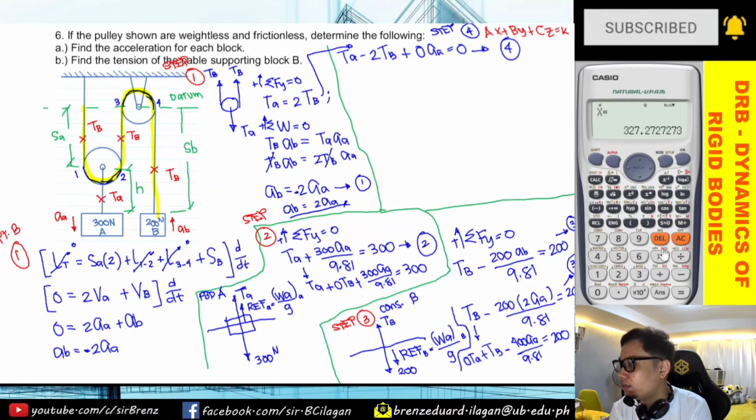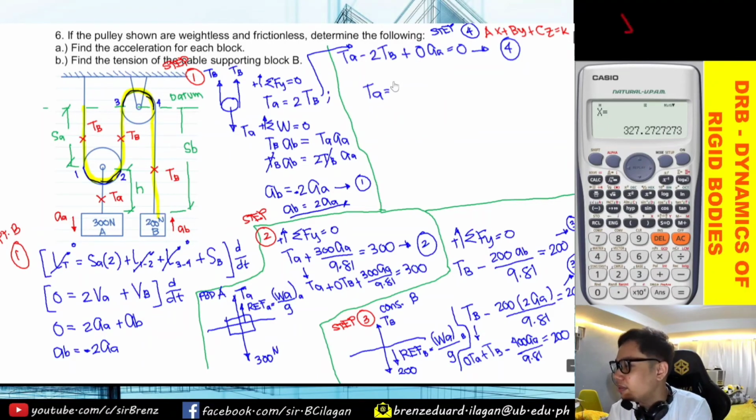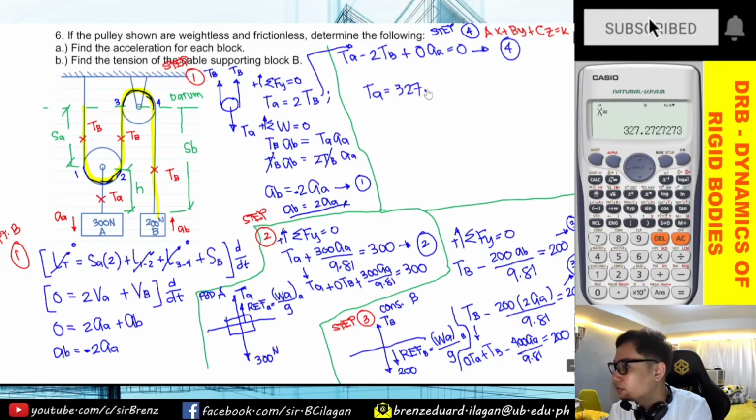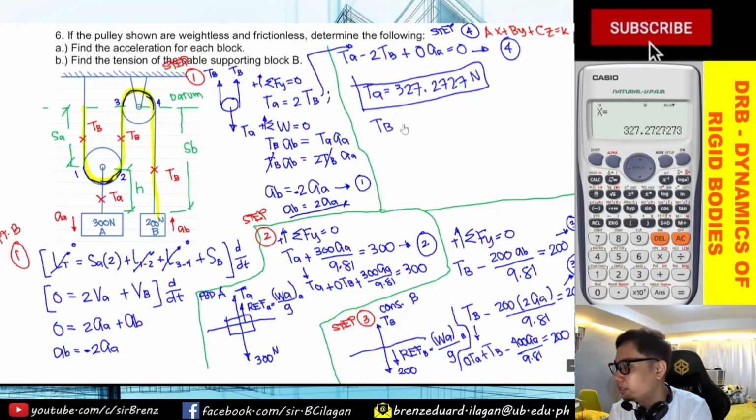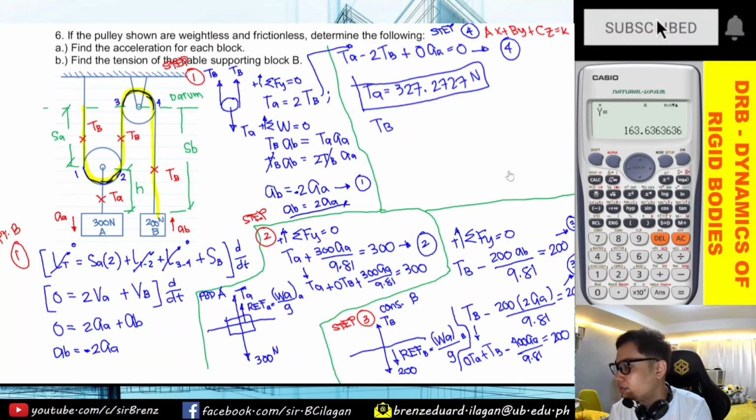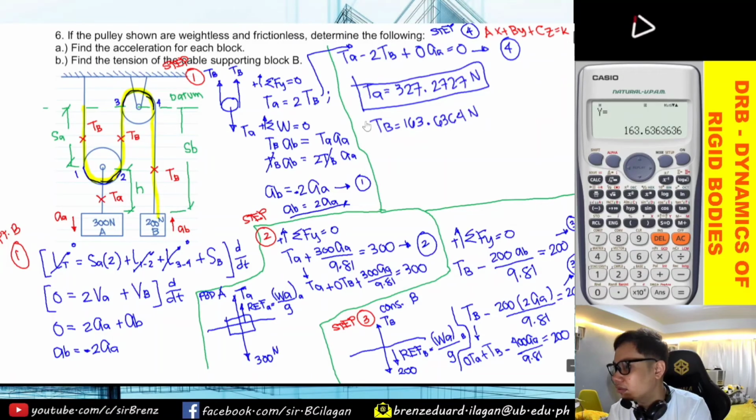Okay, so yung t sub A mo has a value of 327.2727. Okay, so next, hinahanap ba yan? Hindi pala, sa cable B. Anyway, so for tension in B, 163.6364. Okay, so anyway.